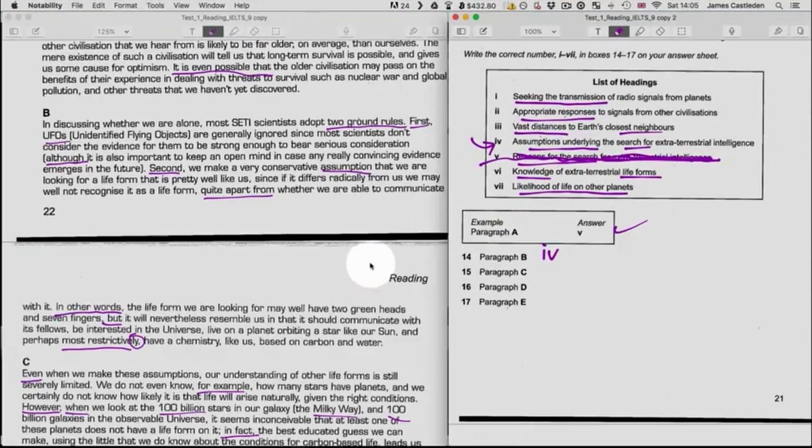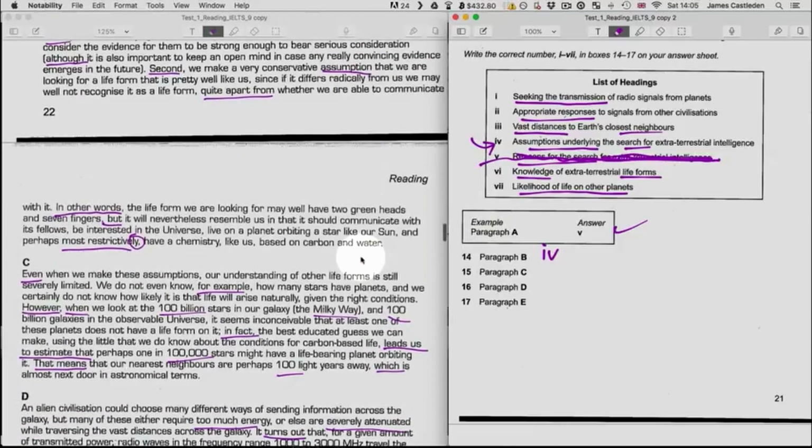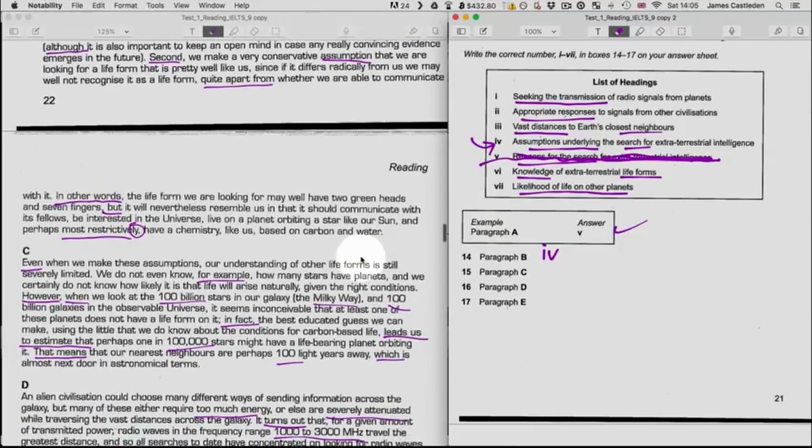Paragraph C. So, just to be clear, if you read this carefully, it's a life form that is pretty well like us. If it differs radically, we may not recognize it. So that's what they're assuming, that they're a humanoid in form. Okay, C. Even when we make these assumptions, our understanding of life is still very limited.